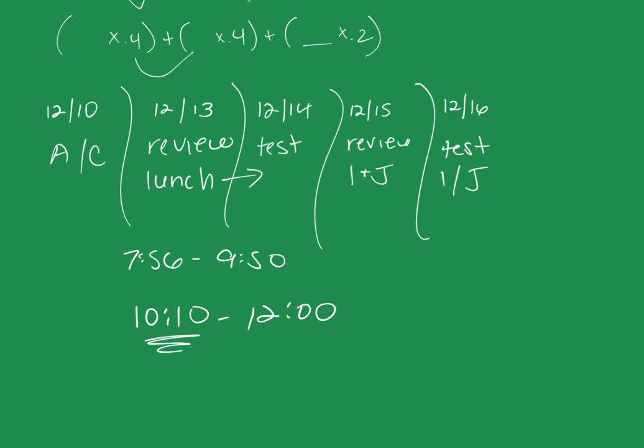Let's say the first quarter you got an 89.48. It rounded to an 89. So you do the rounded.